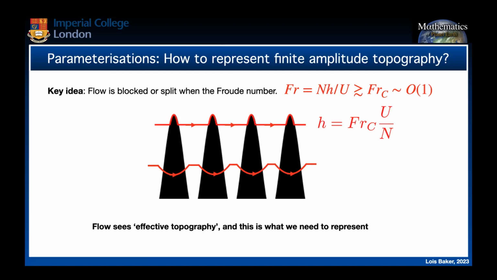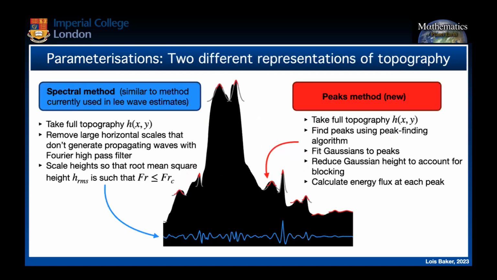So the idea is that the flow sees an effective topography, which is U over N times some critical Froude number. And that's the topography that we want to represent and put into our parameterization rather than the full topography. The two methods that we used of doing this, the first method I'll call the spectral method, and this is similar to the methods currently used in lee wave estimates. So you take your full topography, H of X, Y, and that could be the black profile here, for example.